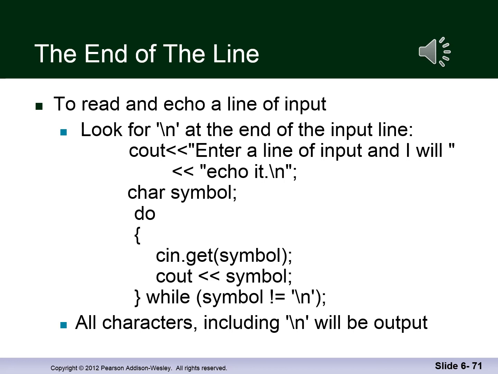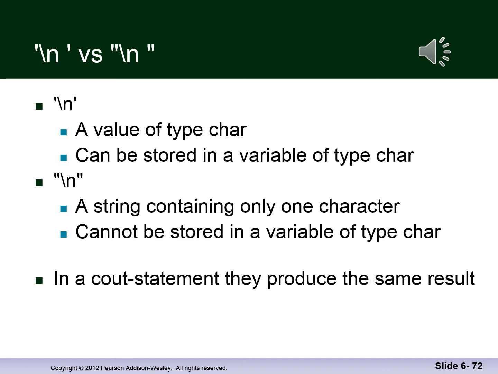This slide shows the difference between a char, which has single quotes, and a string, which has double quotes. A new line character can be stored in a variable of type char. A string containing only one character cannot be stored in a char variable.